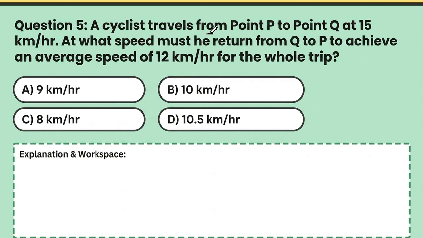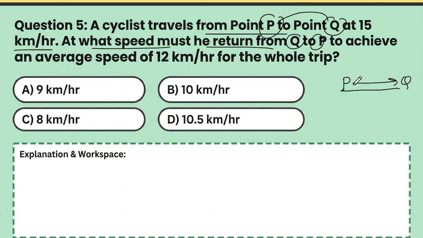A cyclist travels from point P to point Q at 15 km per hour. At what speed must he return from Q to P? Okay, so this is nothing but a round trip. P to Q and then Q to P. P to Q speed is 15 km per hour, and from Q to P the speed is not given. So in this question we have to find the speed. Let's say the speed is x. So we have to find that speed to achieve the average speed of 12 km per hour. Average speed is given, and we have to find the second speed.